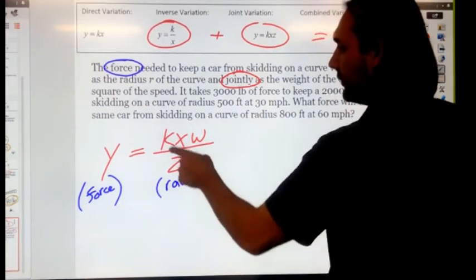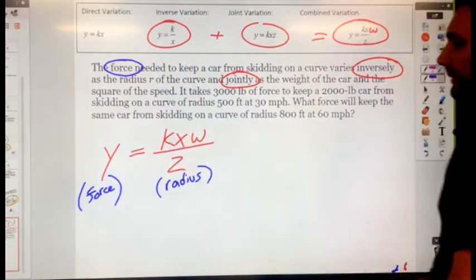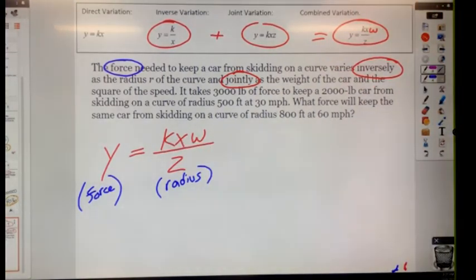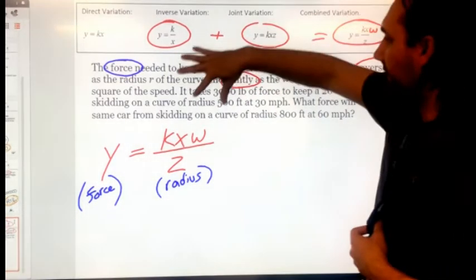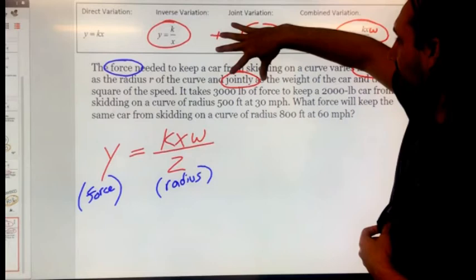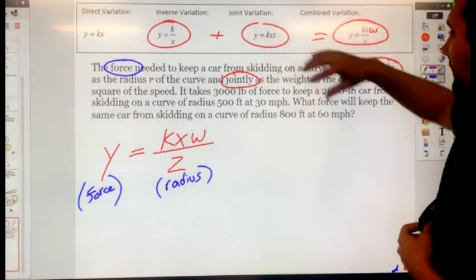K is never going to be one of your units of measurement. It's always going to be some number. It'll just be some value. Now the top here is everything that is jointly related. I have a weight.